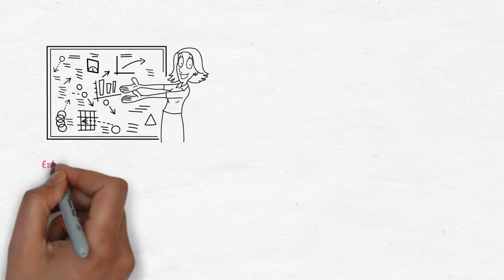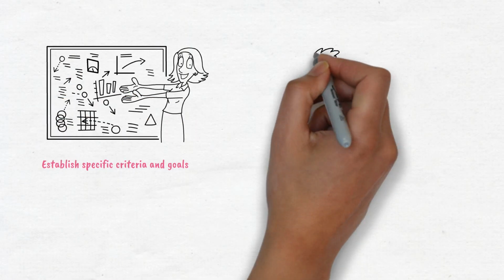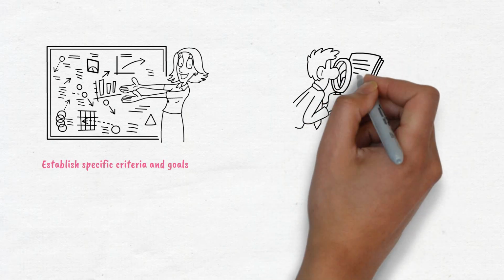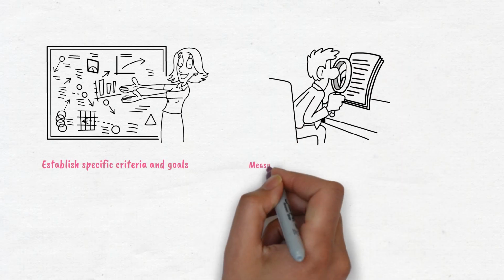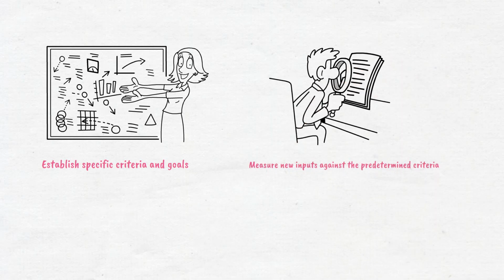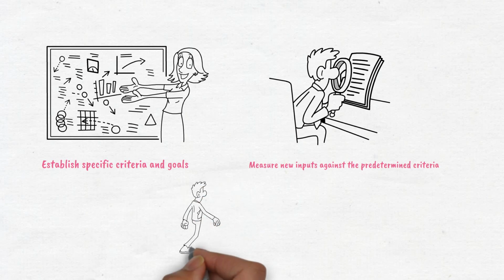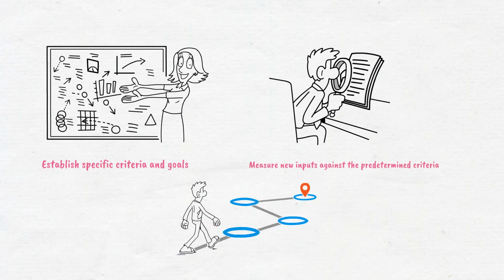Establish specific criteria and goals before initiating a project. As new information arises, measure it against the predetermined criteria. If the project no longer aligns with the set objectives, be willing to reassess and make necessary adjustments.